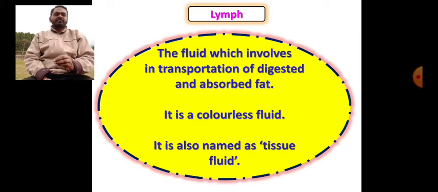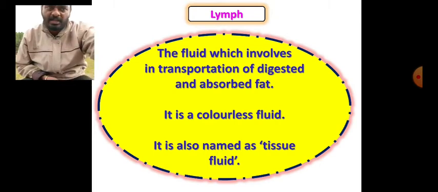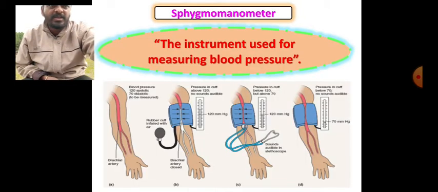So this lymph is nothing but a fluid or liquid which is involved in transportation of digested and absorbed fat. So mainly lymph is involved in transportation of fat materials, lipids, and basically lymph is a colorless fluid, and it is also called tissue fluid. It is another name. One more question you may expect from here: what is lymph? Okay. So this is just for your idea.